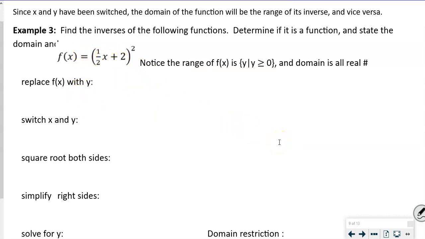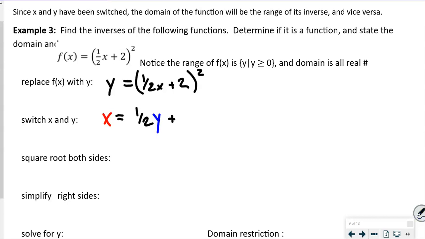So first we're going to rewrite this equation, and we're going to put a y where the f of x was. So we're going to say y is equal to (1/2 x + 2) squared. Now we're going to switch the x and y. Important, okay? So I'm going to say x is here, and that's equal to my 1/2 y plus 2, and this is still being squared, okay? So what must we do first? Aren't we going to take the square root of both sides?